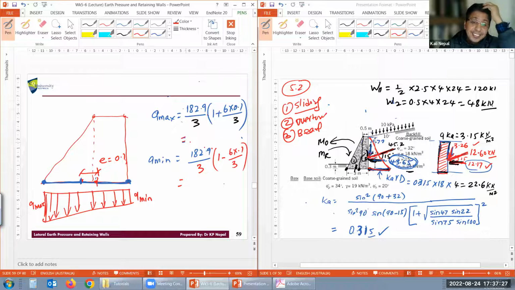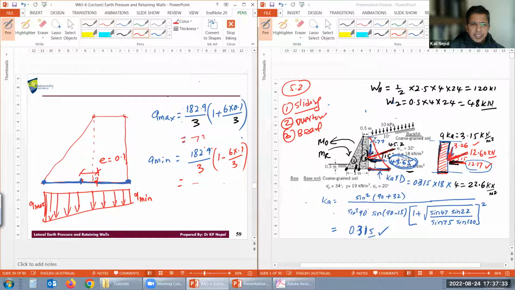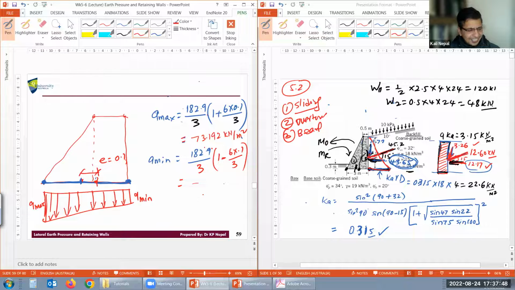How much did you get for the maximum? 73.192. That is the pressure, so kilonewton per meter square. Yes, the maximum pressure is 73. And then the minimum pressure is, in kilonewton, just minus there. Every data is the same. Yeah, 48.79 kilonewton per meter square.